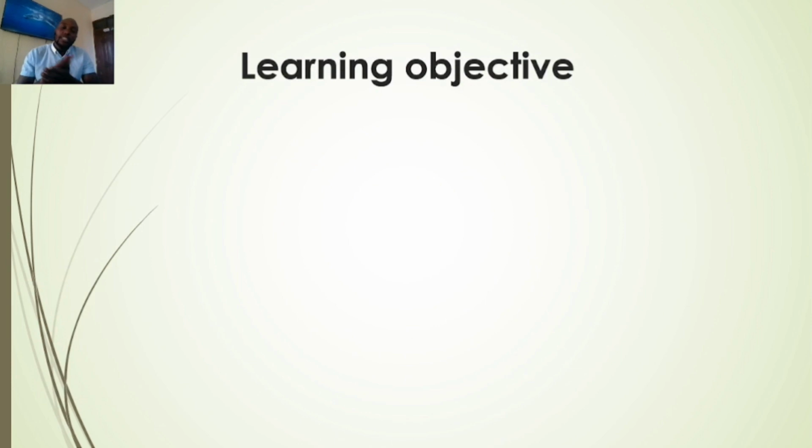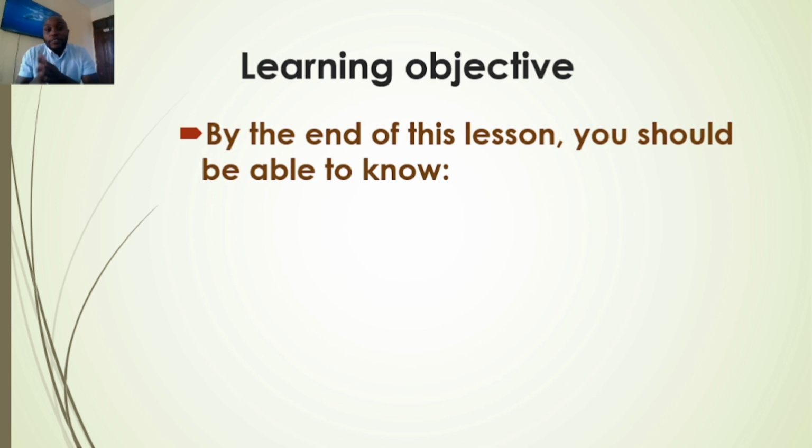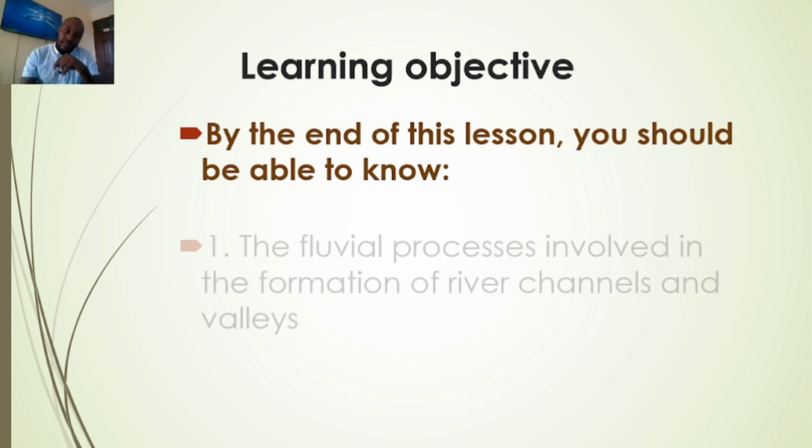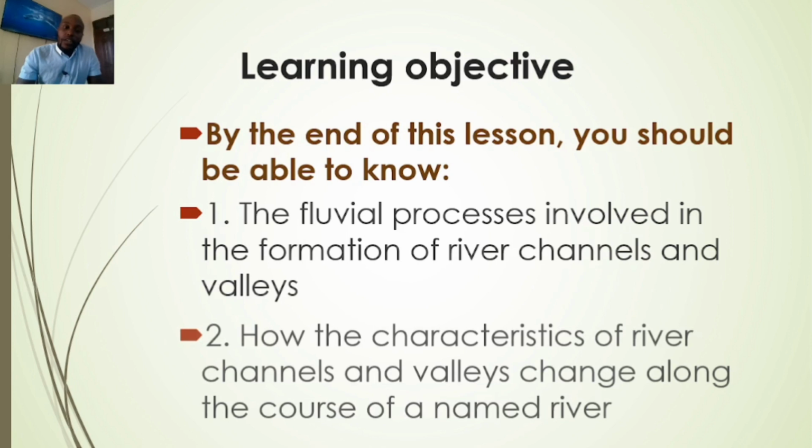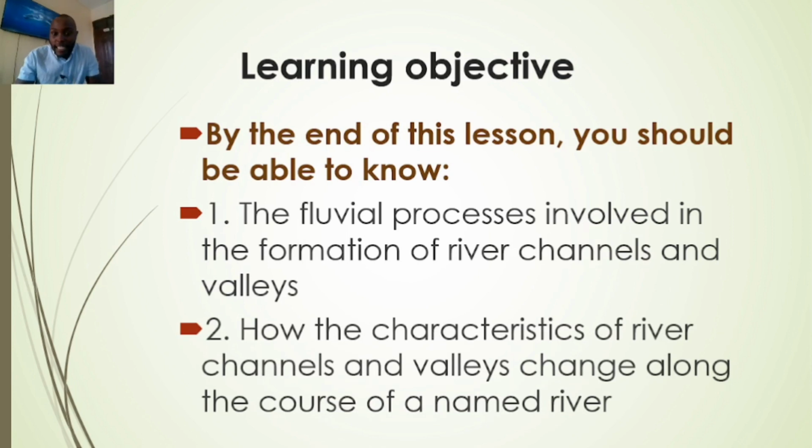I normally start with the learning objective, what you're supposed to achieve at the end of this lesson. By the end of this lesson, you should be able to know the fluvial processes involved in the formation of river channels and valleys. And also, you should be able to know how the characteristics of river channels and valleys change along the course of a named river. That is what is entailed in this lesson. Understood? Now let's start immediately.